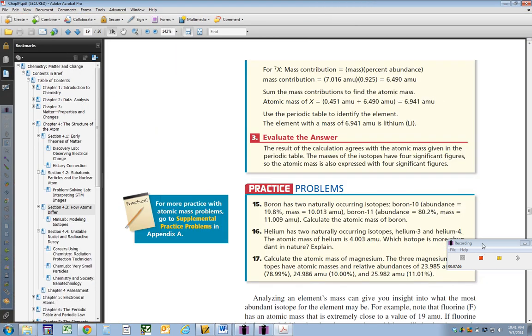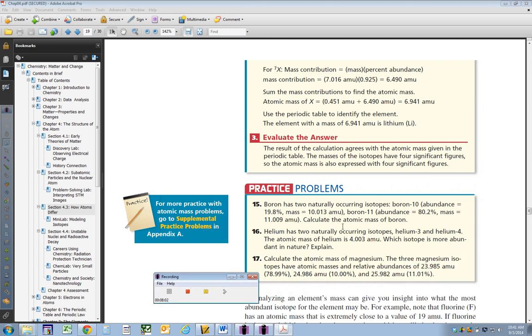So for number 16, helium has 2 naturally occurring isotopes, helium-3 and helium-4. Atomic mass is 4. So what's probably the most abundant isotope? The one that has a mass of 4. Which is similar to what we did here when we said, hey, if percent abundance is 79%, 23.985, then that's going to be the average. It's going to be closest to that. So in 15, if boron-11 with a mass of 11, if the abundance of that is 80%, what is boron's mass probably going to be? The average is going to be close to 11 because it's 80% of your abundance.